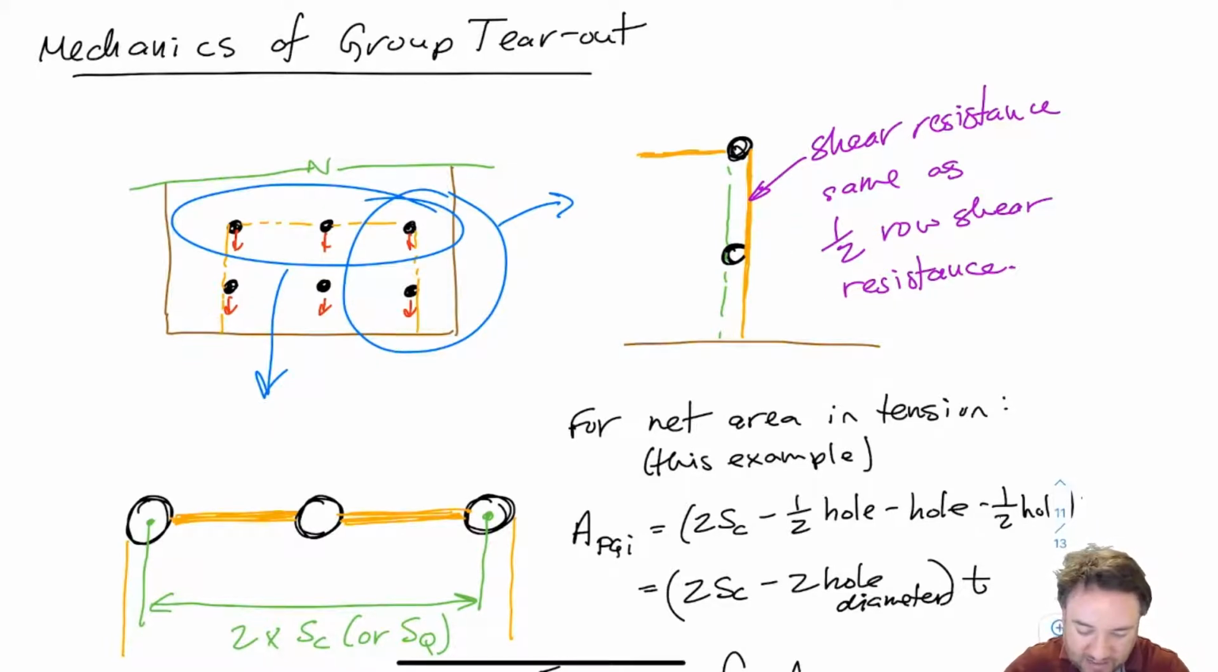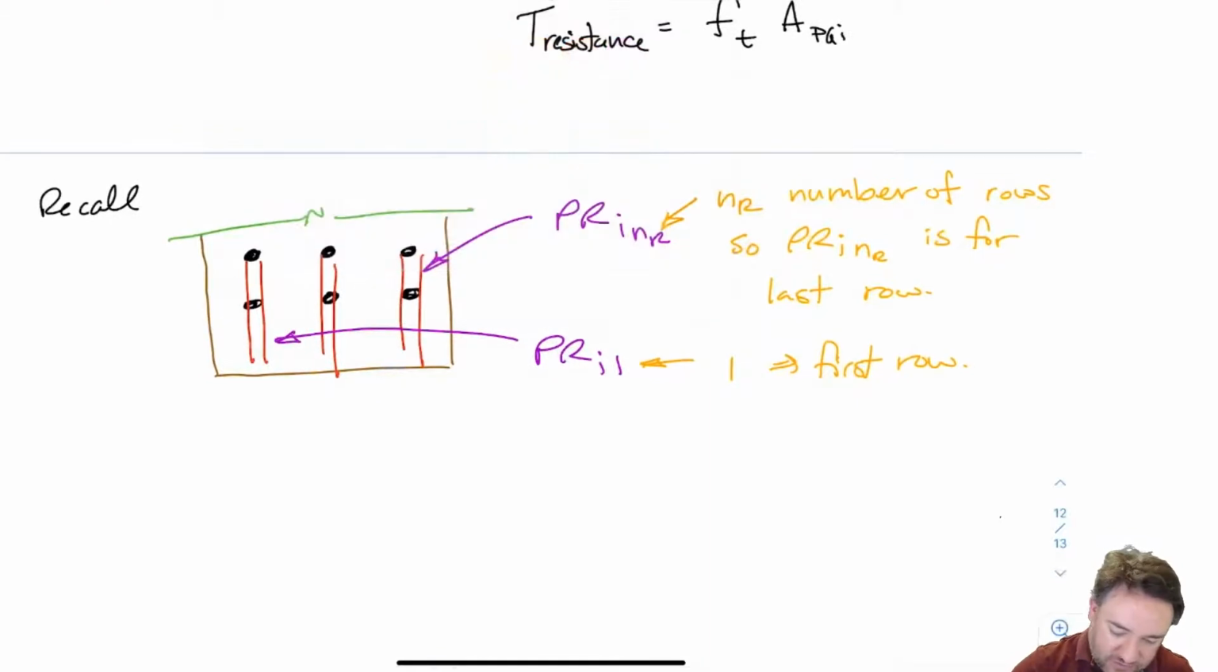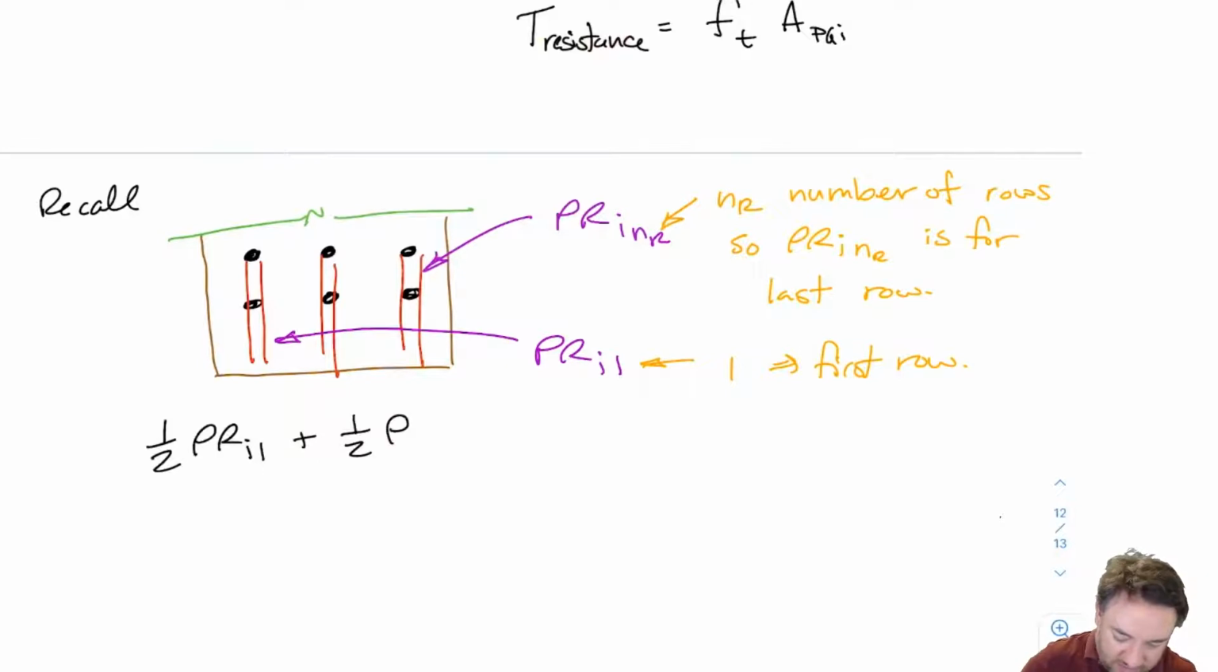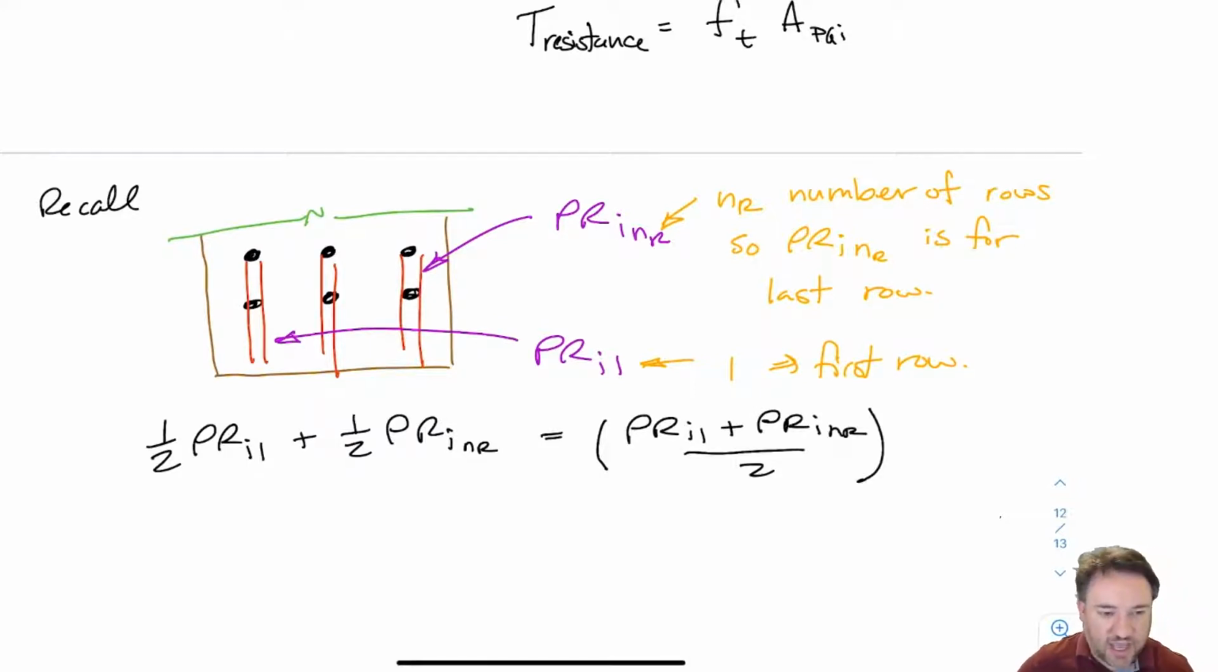Okay, so if I wanted to add up what's the total shear resistance that is inside this group tear out mode, where I have half a row shear on the left and half a row shear on the right, then that is going to be half of PRI1 plus half of PRINR, where NR is the last row. And if I group those together, I will find something like PRI1 plus PRINR divided by 2. So it's basically the average of the two row shears. And the reason that I'm pointing this out is because we find this exactly in the equation for group tear out. And that's where it comes from.